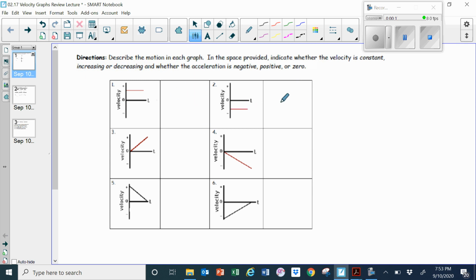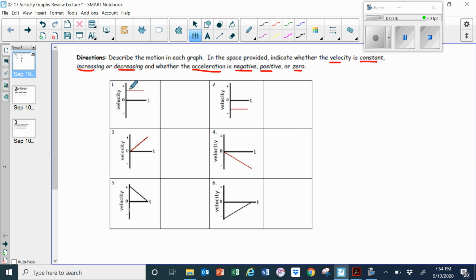Okay, so in the space provided to the right of the graph, you want to say whether the velocity is constant, increasing, or decreasing. It's going to be one of those 3 things. And you want to say whether the acceleration is negative, positive, or 0. Okay, so I'm going to do that for each of these things, and I'm going to abbreviate it so that it doesn't take up a lot of space.